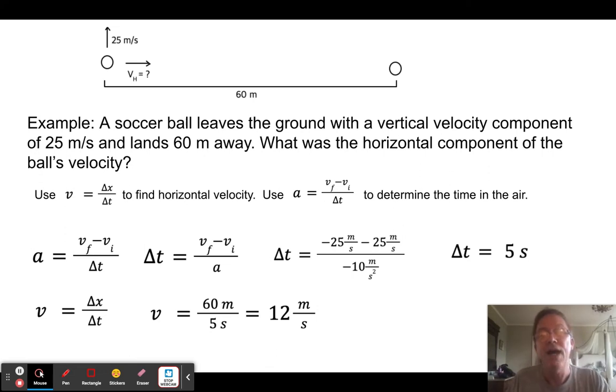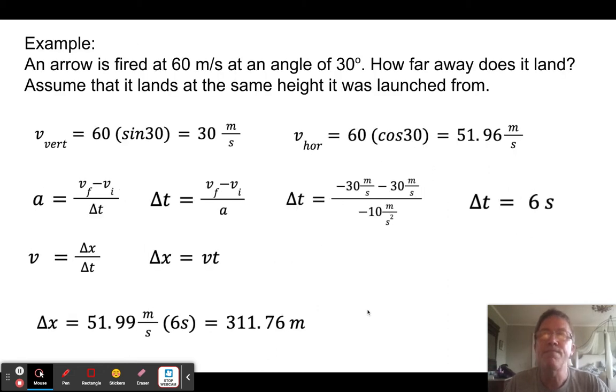Okay. What's the horizontal component of velocity? Well, it's going to be the horizontal distance traveled divided by the time. So it travels 60 meters. I'm just going to use this one here. I'm going to say, well, delta x was 60 meters, delta t was 5 seconds. So therefore, the horizontal component of velocity was 12 meters per second. And if I want to, I could now find out what the launch angle was by doing inverse tan. Okay, let's keep going here.